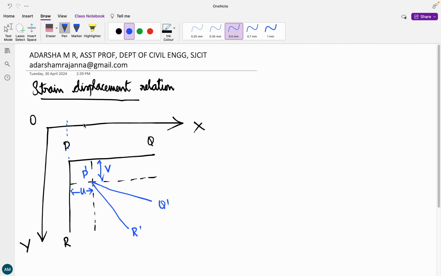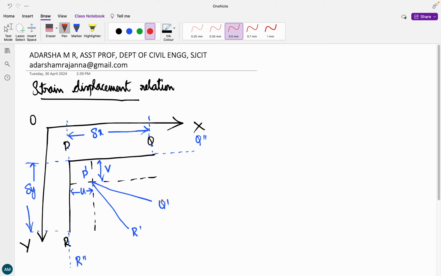The initial length of PQ, let it be del X. The initial length of PR, let it be del Y. I'm going to extend PQ to Q double dash, and extend PR to R double dash.